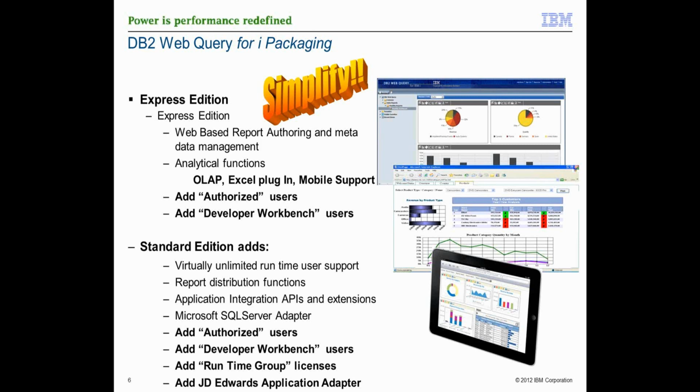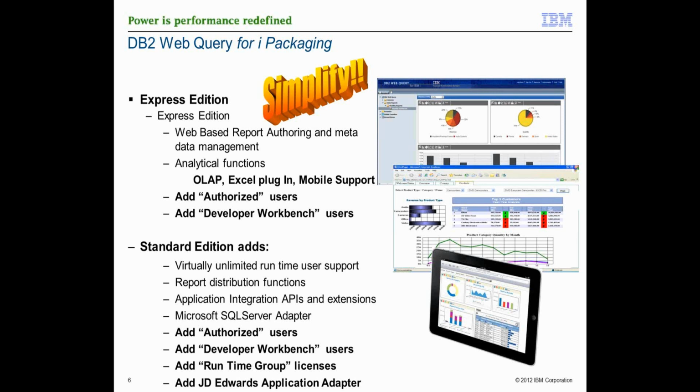We've also got our APIs and application extensions, which allow you to integrate content into your own applications. We provided the SQL Server adapter, so in the event you also have business data on SQL Server, you can write a single DB2 Web Query report and bring in data from both DB2 for i databases and SQL Server.